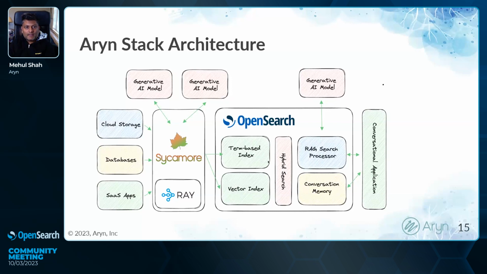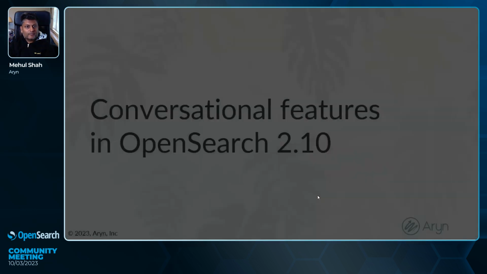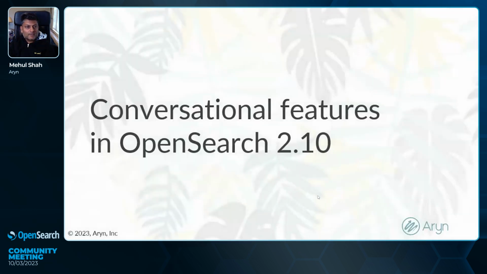The second thing here is that we have a RAG search processor that works with a variety of pipelines that you can have within OpenSearch. I'll get into the details of this, but basically, the RAG search processor interacts with your application and the generative AI models, and the conversational memory keeps track of the history of the conversations that you're having. Okay, so let me quickly go into the features here.